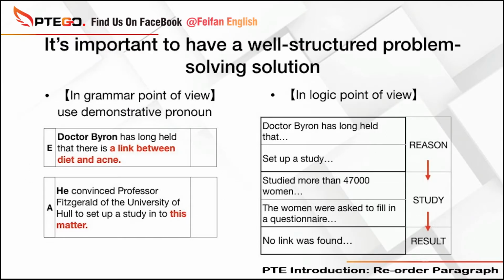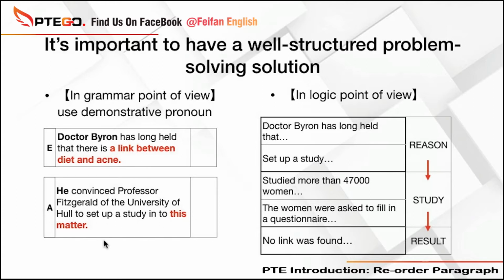There are some more tips which can help you in doing it. So usually, when you find out the pairs, there are two approaches which you can take. One is a grammar approach. So when we talk about Dr. Barron and in the next statement there is a "he", we go back and see, okay, this is a link between diet and acne and this matter.